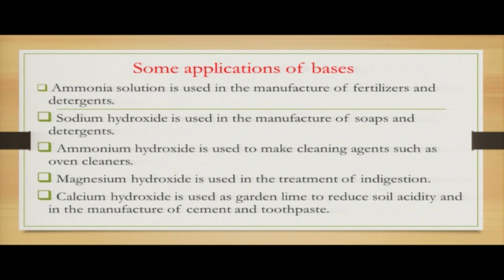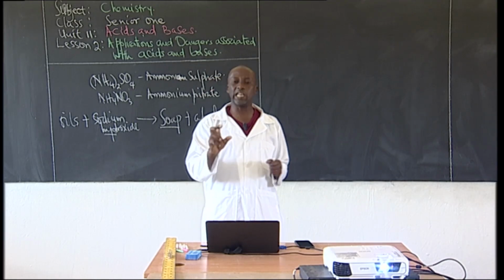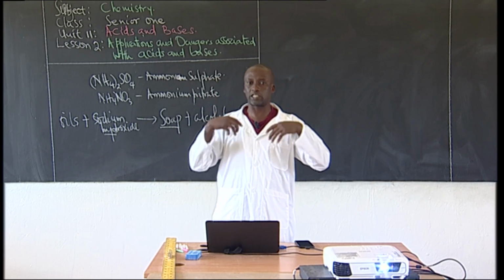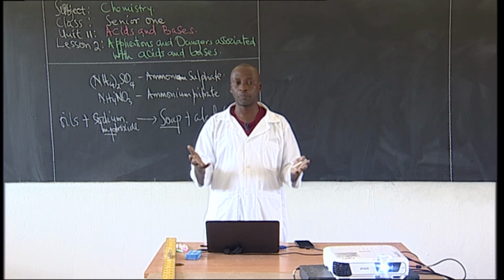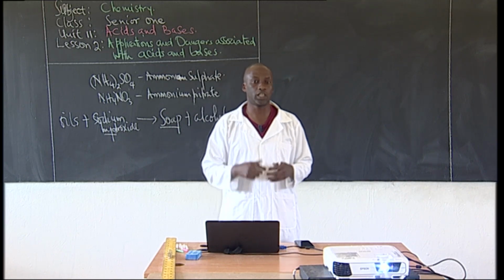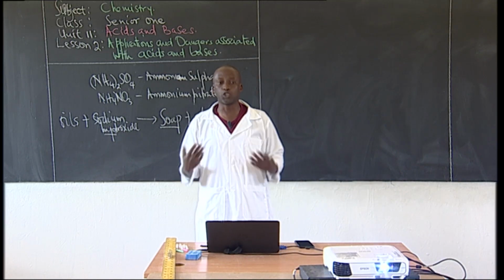Calcium hydroxide is used as a garden lime to reduce soil acidity and in the manufacture of cement and toothpaste. So the toothpaste contains some calcium hydroxide. Why? Because we said as you eat, the glucose and the foods containing starch will be producing some acids that stick into our teeth. And therefore, we need some other substances that can neutralize those acids. And calcium hydroxide is one of them. So that is why it is put into the toothpaste.